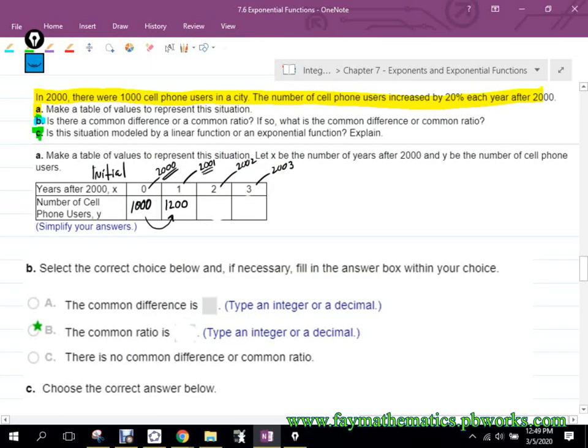Now, from 2001 to 2002, it grows by another 20%. So now I multiply the 1,200 by 20%. That's what I did. If I take the 1,200 times 20%, that's 240. Then I'm going to add the 240 to the 1,200. So it'd be 1,440.